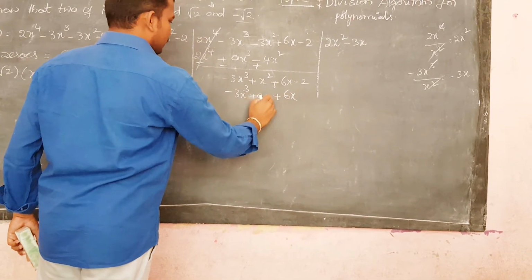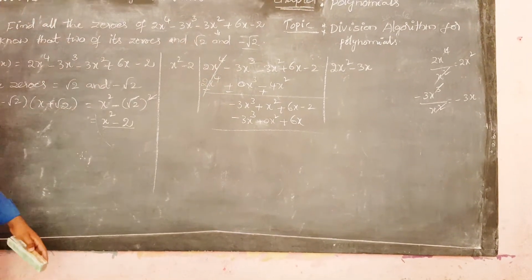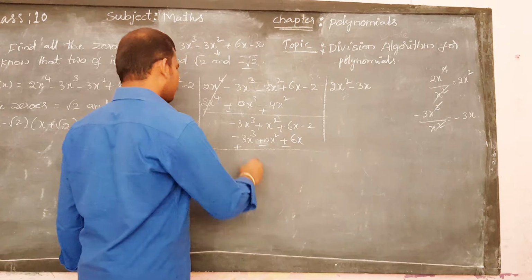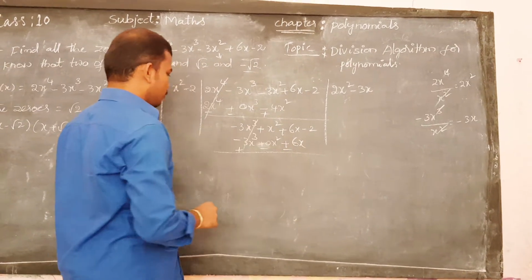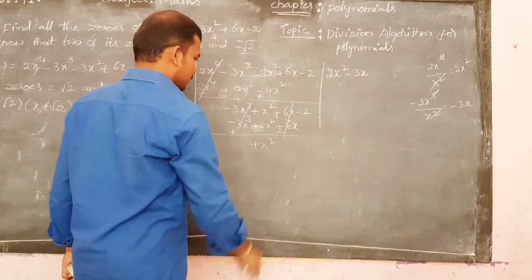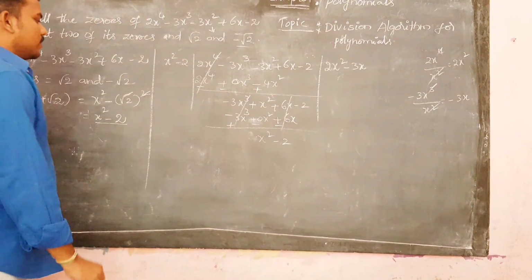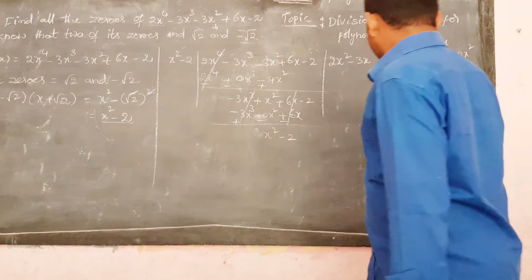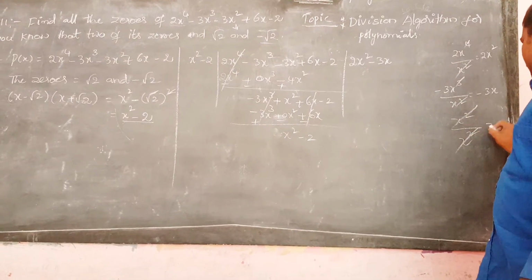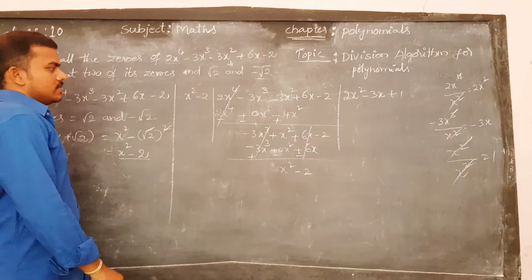Here the x square term is not there, so we can write 0x square. Subtracting, plus and minus, minus and minus. So 3x cube get cancelled. Here plus x square, and 6x get cancelled. So minus 2 remains along with x square. Here the highest degree term is x square in the divisor, x square get cancelled. So we get plus 1, and it is written in the quotient as plus 1.